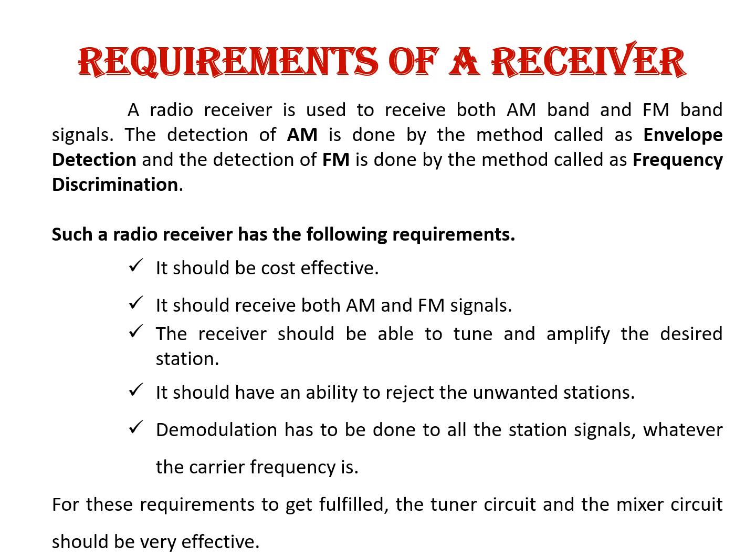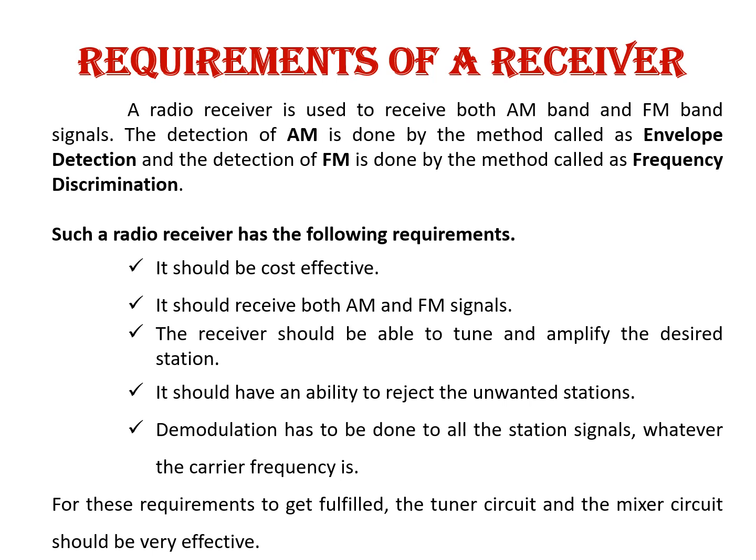Before entering into that, what are the basic requirements we have to maintain? First, it should be cost effective, and second, it should receive both AM and FM signals. Then the receiver should be able to tune and amplify the desired station, and it should have the ability to reject the unwanted station, that is, unwanted frequency. Then the demodulation has to be done for all the station signals, whatever the carrier frequency. These are the five requirements any radio receiver must satisfy in AM and FM.